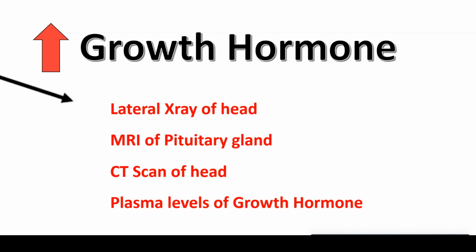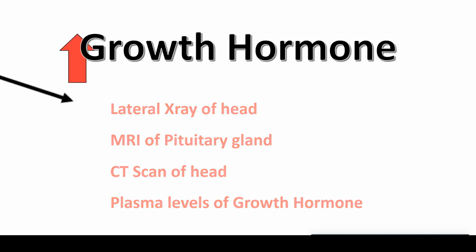So, you can either have a lateral X-ray of the head, MRI of pituitary gland, or CT scan of head. These are the radiological things that you can do. In this, you will actually find some abnormality in the pituitary gland, or you can do plasma levels of growth hormones, which is a blood test.